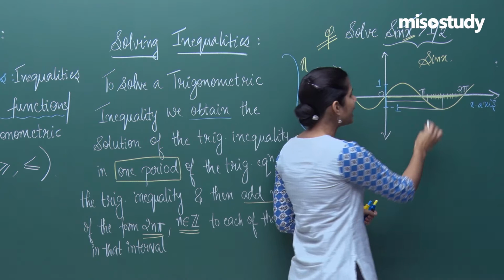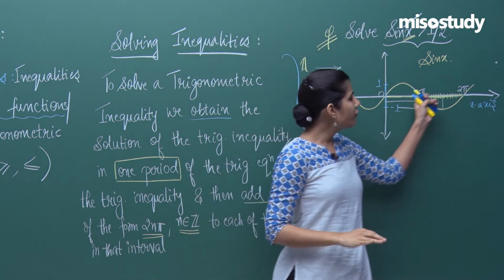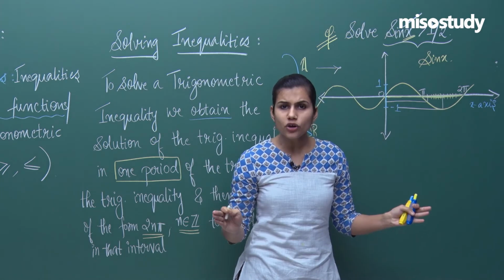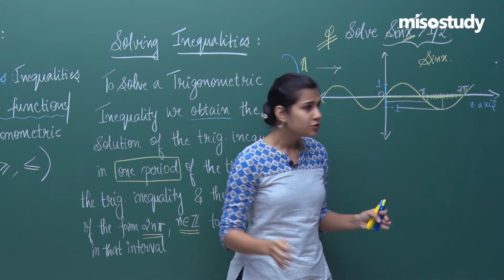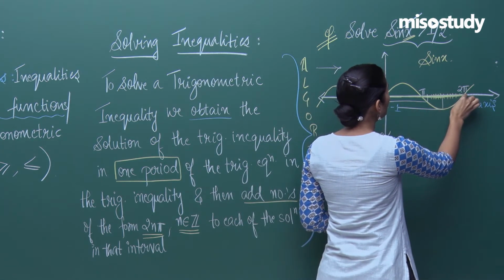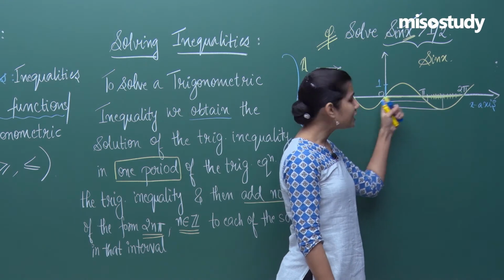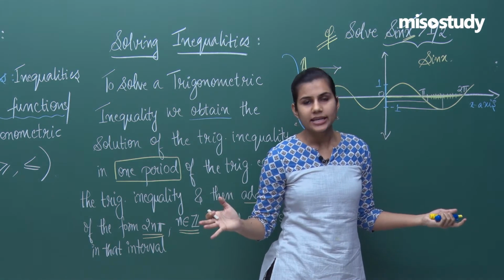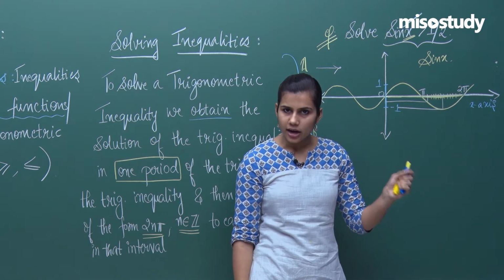That means angles from pi to 2 pi are of no use to me, because over here the sine ratio is definitely not greater than half. In fact, it's in negatives. That means in the very portion pi to 2 pi of the interval 0 to 2 pi, I am not getting any solution of the trigonometric inequality sin x greater than half.